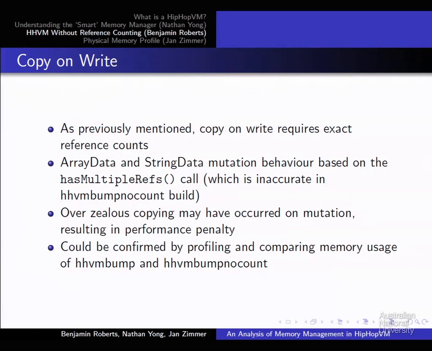So my hypothesis is that by removing the reference counting and making the call in the reference counting API "has multiple refs" relatively invalid, I may have actually instigated overzealous copying of the arrays on mutation. So I'm creating full copies of arrays when really I should just be able to mutate the one I'm using in place. This could be confirmed by comparing the memory usage of HHVM bump and bump no count, because bump still performs the reference counting and shouldn't have this overzealous copying behavior.